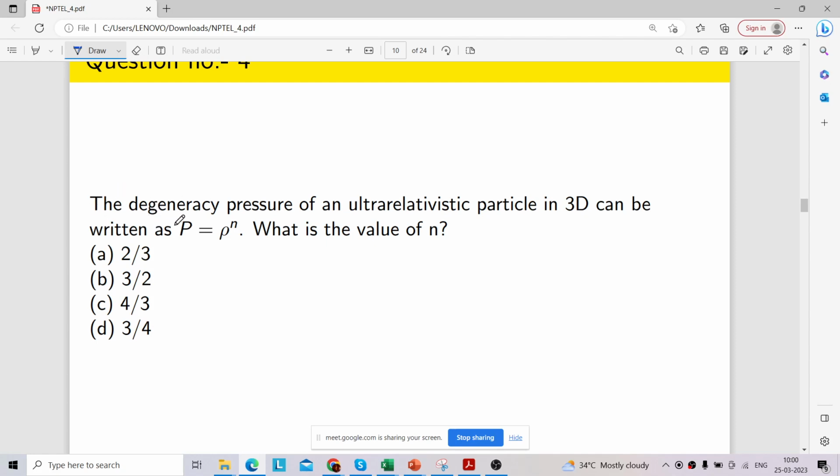The degeneracy pressure of an ultra relativistic particle in 3D can be written as p equal to rho to the power n. What is the value of n?